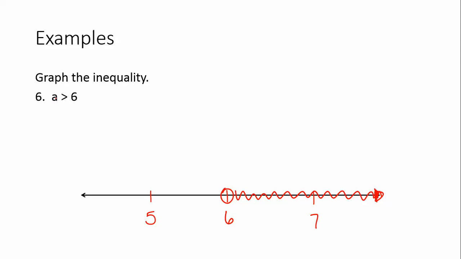Remember, we're talking about all values that are greater than 6, so that's everything to the right of 6. If you look at the inequality symbol as an arrow, you can see that it's pointing to the right, and so we shade to the right. And again, that's only going to work when our variable's on the left.